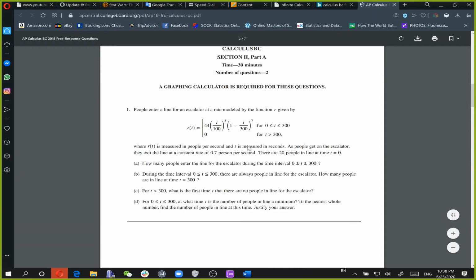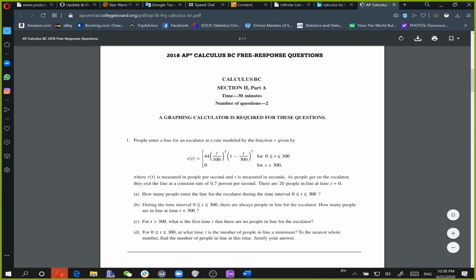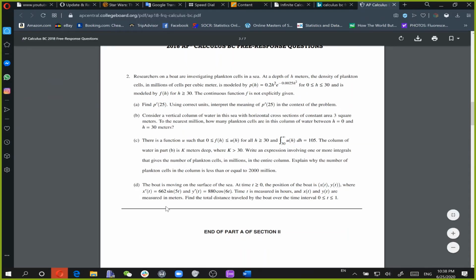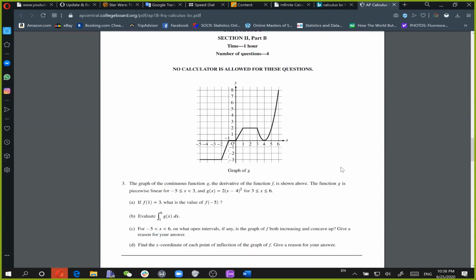Okay, so these first 2 are with a graphing calculator. So we've got a rate of change question. The second one is sort of an integration and accumulation question, where we're looking at a little bit of particle motion down here, finding the total distance traveled, and then explaining what our integrals and derivatives of this function would mean in context.